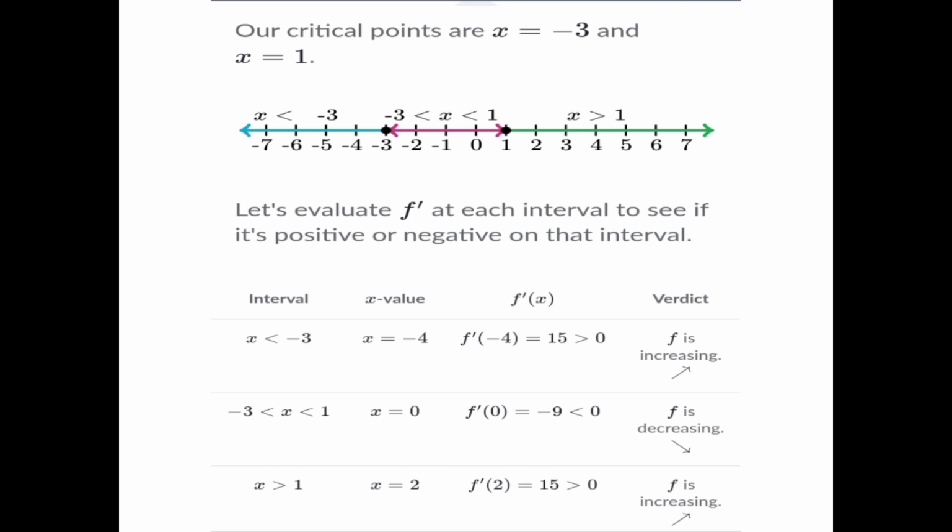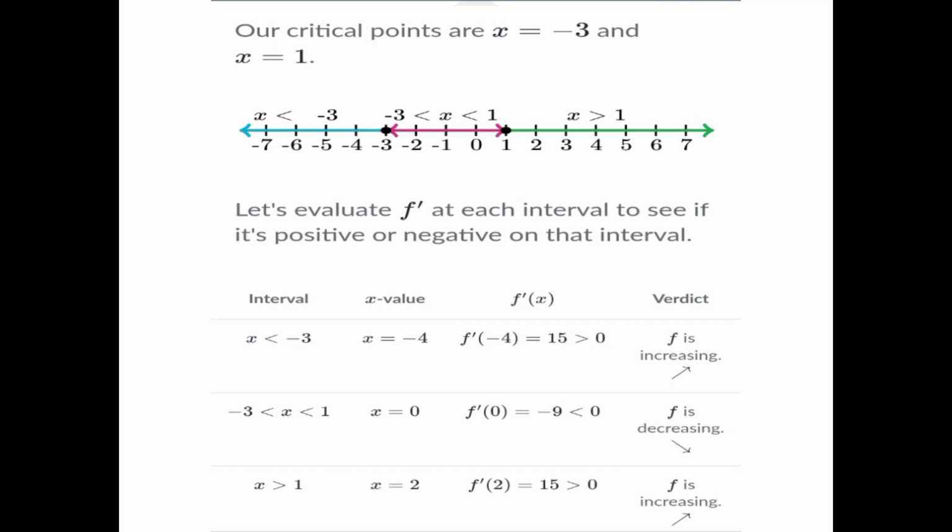Interval 2. On interval 2, we have minus 3 is less than x, less than 1. Between minus 3 and 1, we pick an x value, which is 0, and 0 is between minus 3 and 1. Evaluating f prime of x at x equals 0, we have that f prime of 0 is minus 9, and minus 9 is less than 0. Hence, f is decreasing.